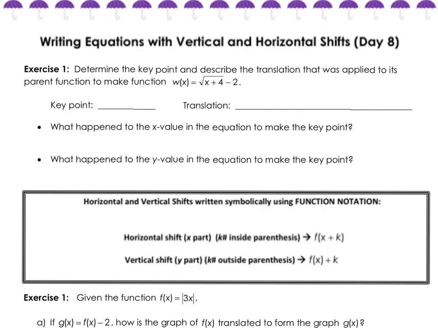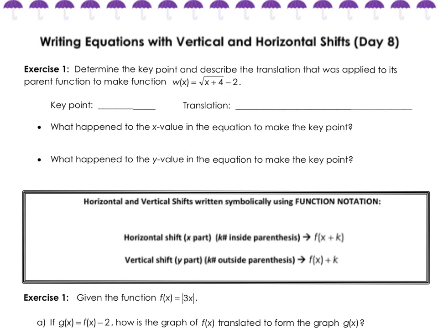Welcome to video 11.8, writing equations with vertical and horizontal shifts. So in exercise 1, we're going to determine the key point and describe the translation that is applied to this parent function to make w of x equals the square root of x plus 4 minus 2.